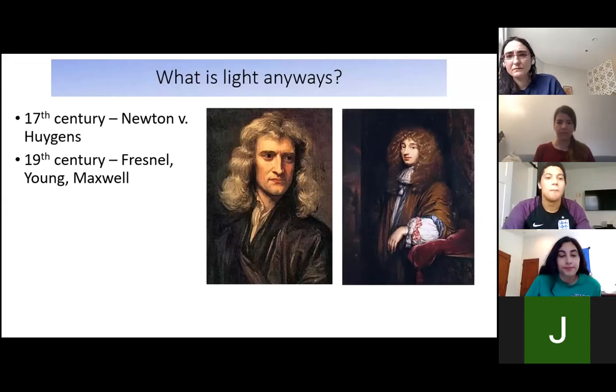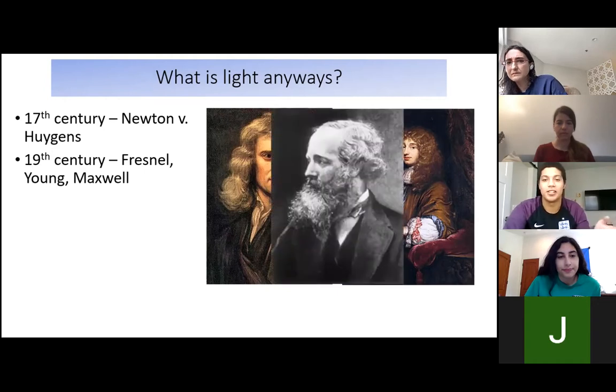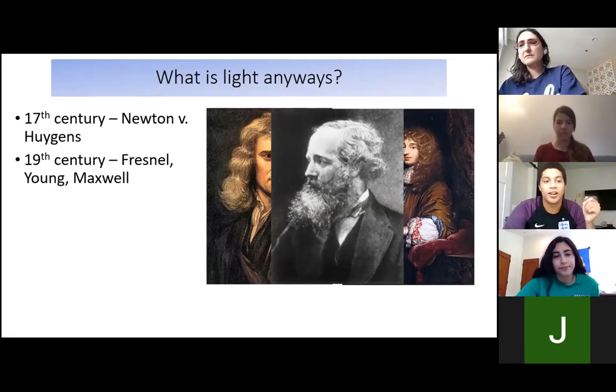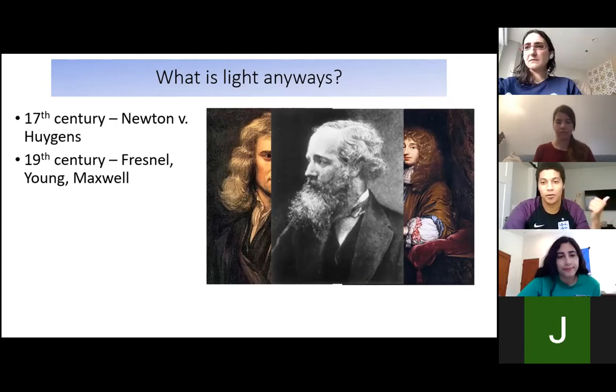And come around the 19th century, you have the likes of Young, Fresnel, and especially James Clerk Maxwell, pictured here, who really demonstrated the wave properties of light, especially Maxwell, showing that both electric and magnetic fields behave as waves. And that's what light is. It's electromagnetic waves. It's electromagnetic radiation.